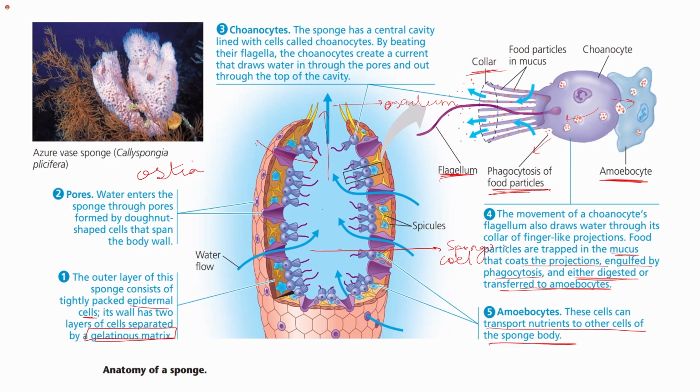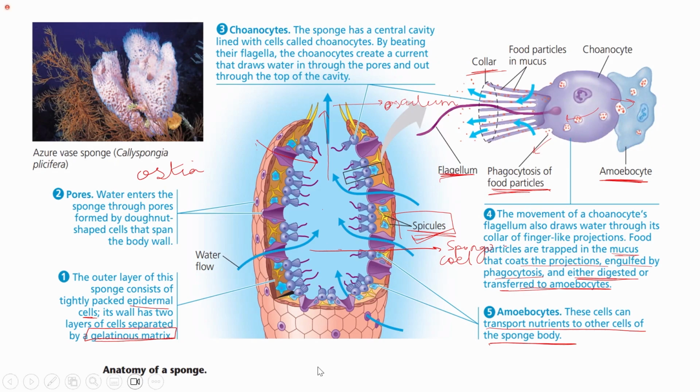Then we have structures that we discussed as spicules. These spicules are made up of calcium or silica. So these calcareous or siliceous spicules or spongin fibers act as the internal skeleton. The presence of these spicules helps in providing structure to these cells, and therefore they act as the skeleton for the sponge.